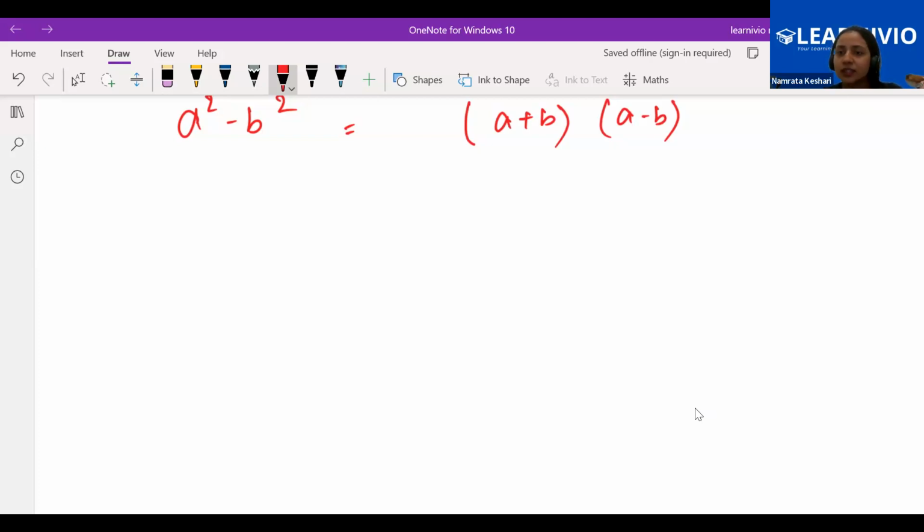Okay, then let's start with polynomials. Will it be okay for you, Gungun? Yes, Gungun. Yeah, it's fine. Okay, so let's start with polynomials.